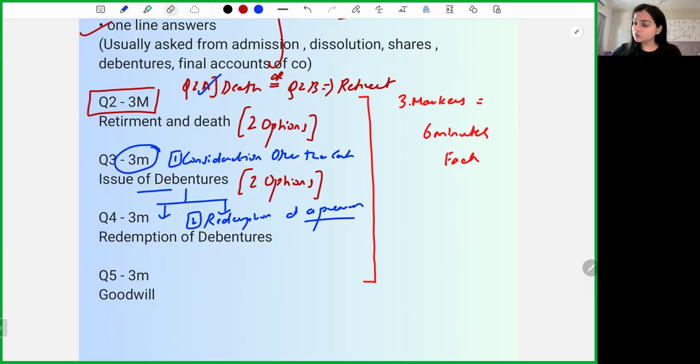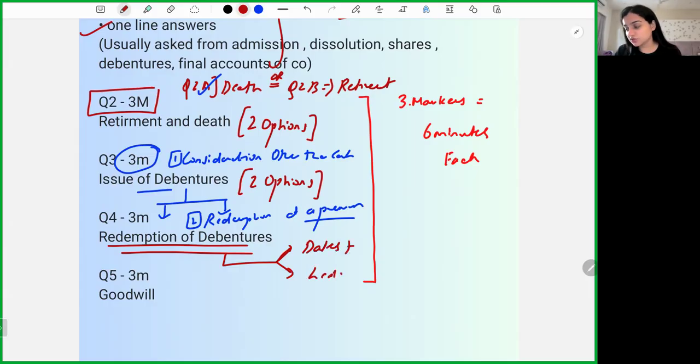Okay. Next we have is redemption of debentures. This is a chapter which has dates. This is a chapter wherein ledger account is tricky. So this time, most likely they will ask you a ledger account in this case. Of course, this is a compulsory chapter. So you should be doing redemption of debentures for sure. Remember, dates are very, very, very important. Revise the dates just before going to exam.